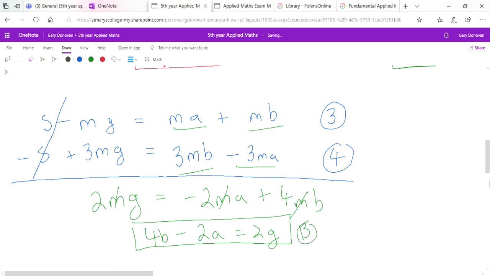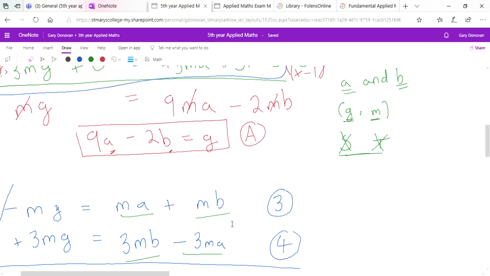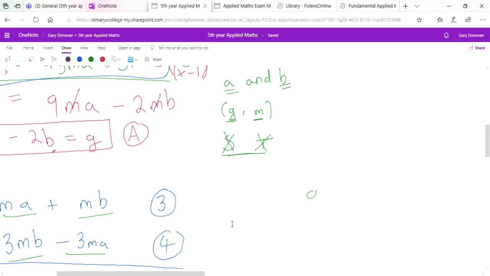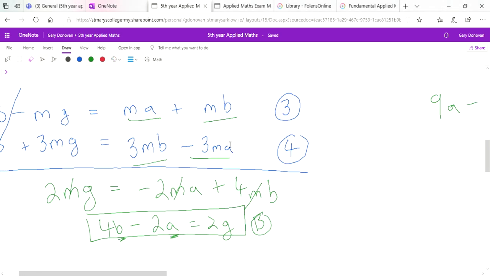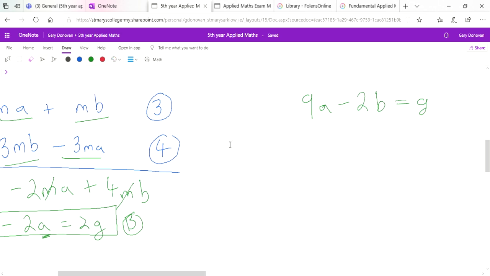Now we have two equations with just a and b in them, so we're going to solve them simultaneously. So I'll write them on the side here. Our first one was 9a minus 2b equals g. And our second one was 4b minus 2a equals 2g. So that's plus 4b minus 2a equals 2g. And we need to solve these simultaneously. So it looks like we're going to have fractions in our answers.